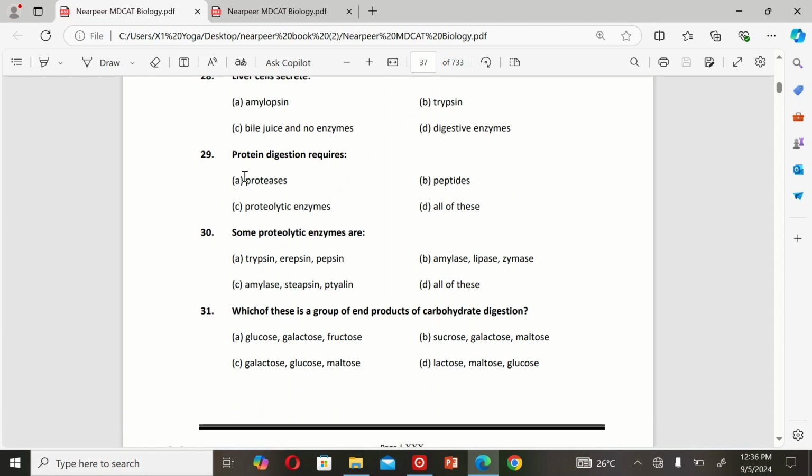The next MCQ is: protein digestion requires A. Proteases, B. Peptidase, C. Proteolytic enzymes, and D. All of these. So the correct option is C. Proteolytic enzymes.